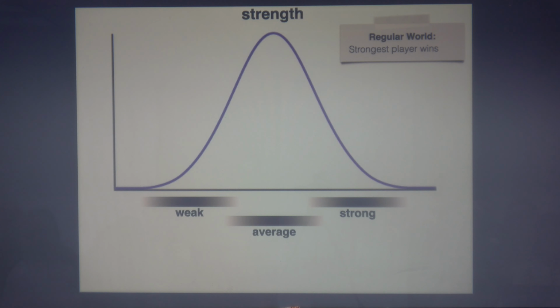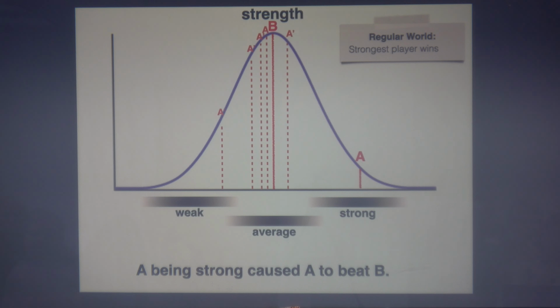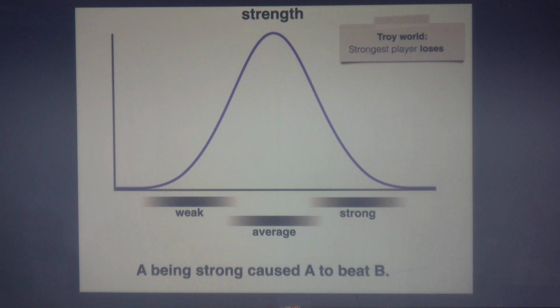And so how do we do the model? Well, we just do the model, but with the new rules, right? So again, before we had A being strong, this is how we did it before, right? So in Troy world, the strongest player loses, right? So A being strong caused A to beat B. We draw a strength for A. Now we know A beat B, so A is weaker than B, right?